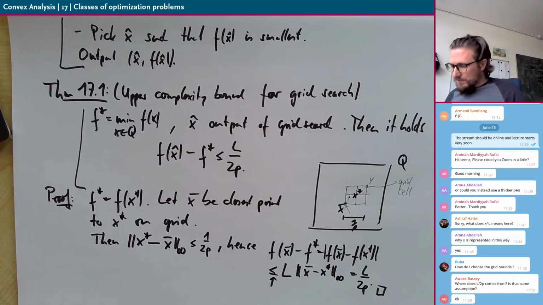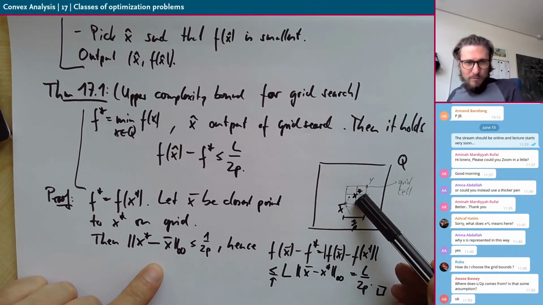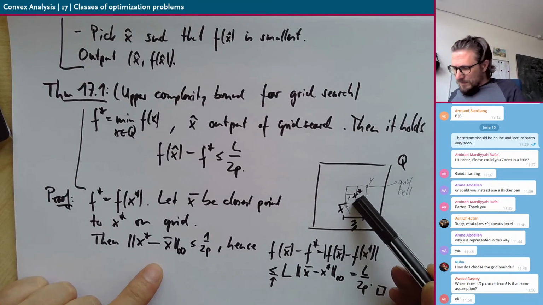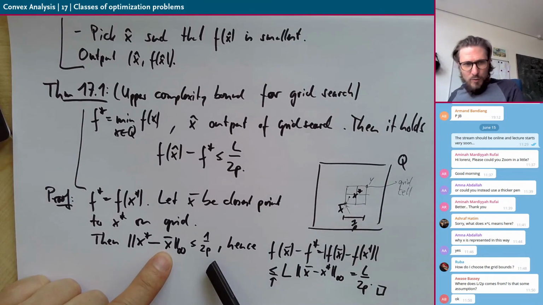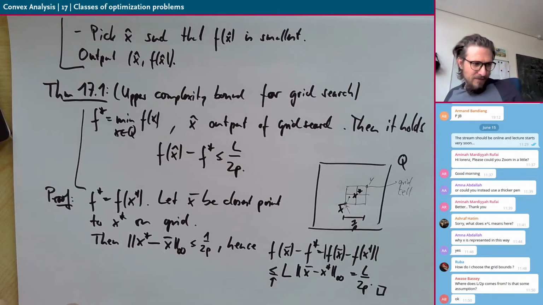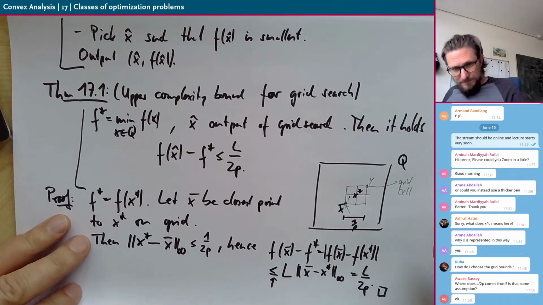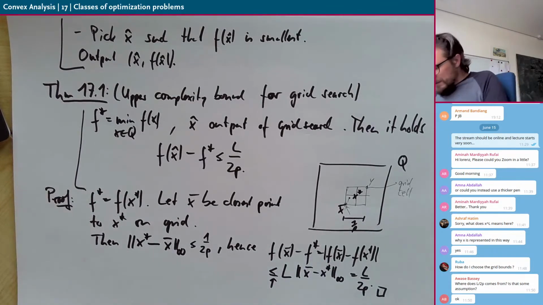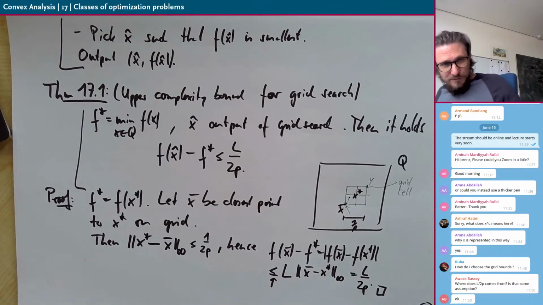So that's actually pretty fast. The only thing which we need to observe is that for one of the optimal points which exists, there is one point of the grid which is not farther away than 1 over 2p. And then by Lipschitz continuity we have that. Okay, but what does that mean now? What does it tell us about how good the algorithm is? Unfortunately, it says that the algorithm is not very good.